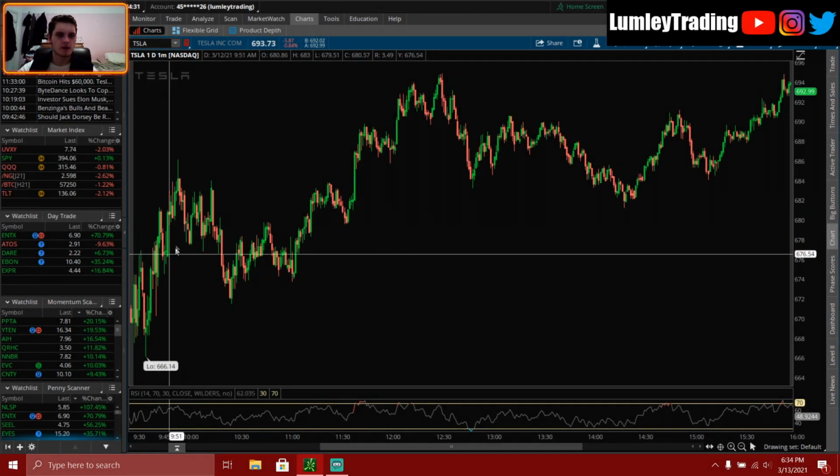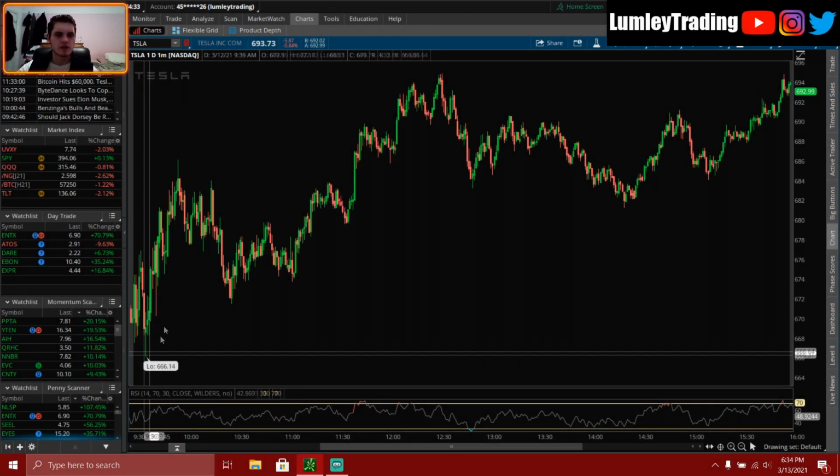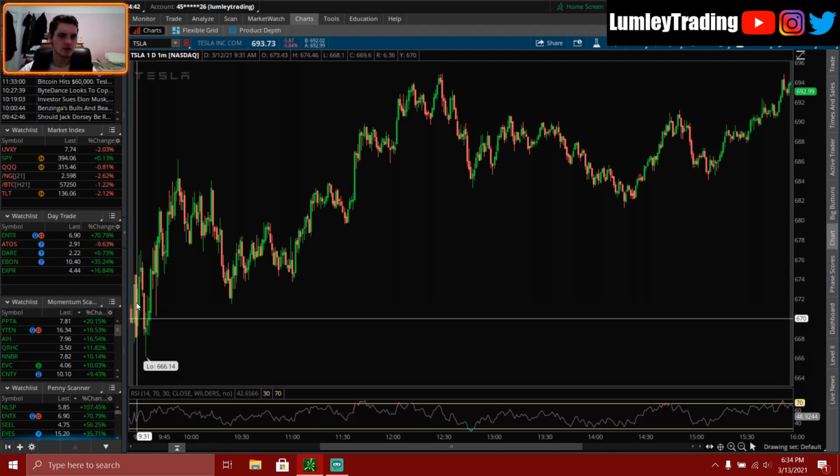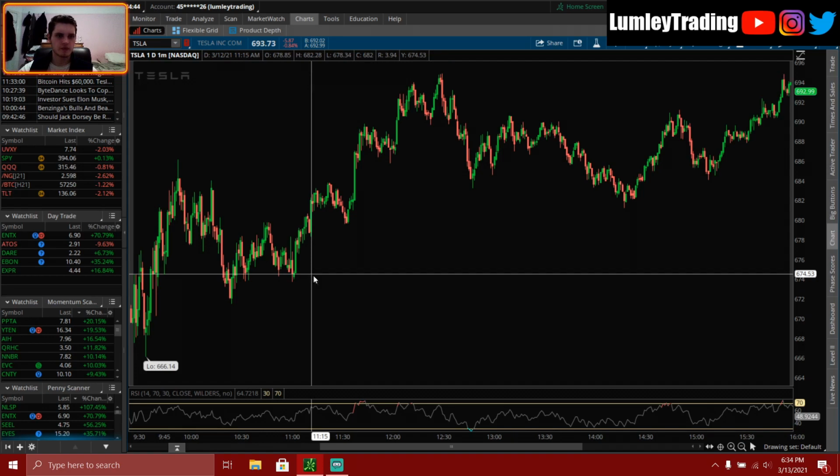We're going to go over Fibonacci retracements, how you can use them in trading, and find buy points, or if you're shorting, maybe places to cover your shorts. So for this example, we'll use Tesla.